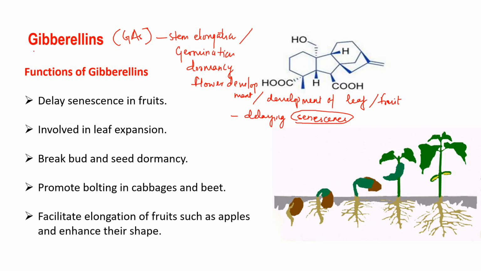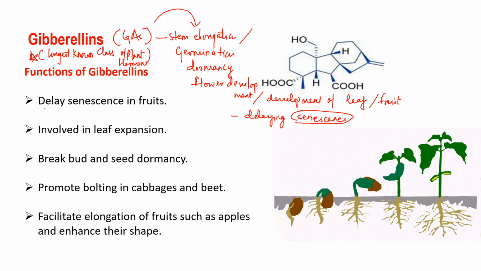And remember that these GAs, or you can say these gibberellins, are the longest known class of plant hormone. Clear? So this point is also important. And here I have already briefed you on all the important functions. And the other functions are mentioned here as follows.